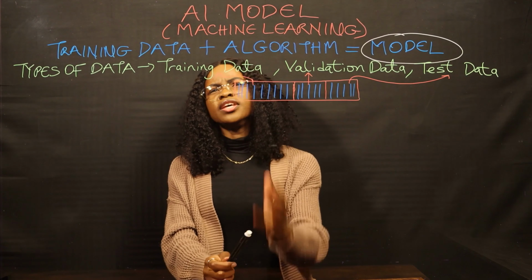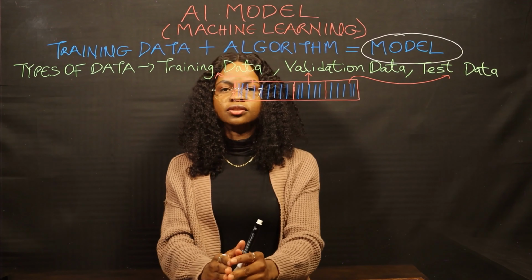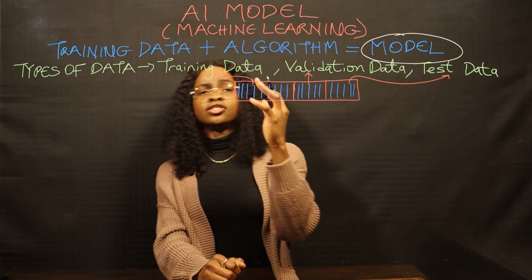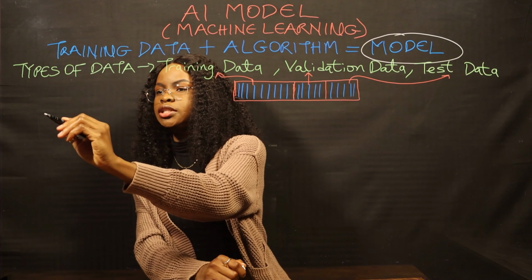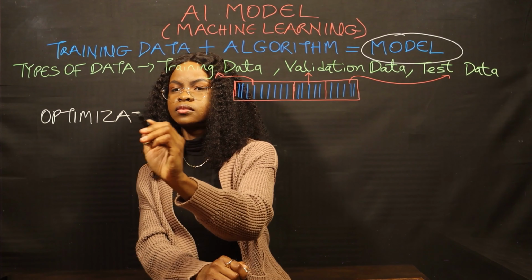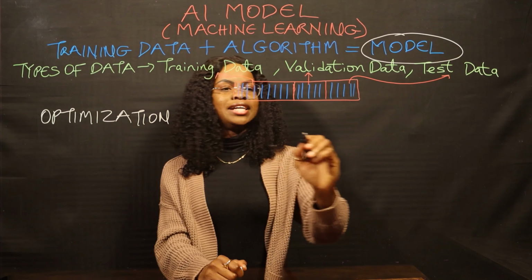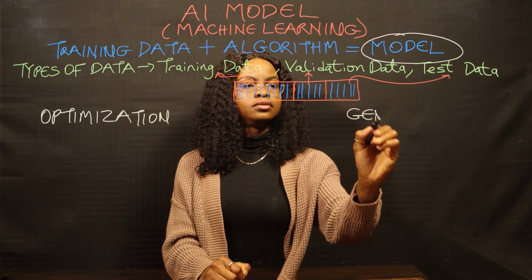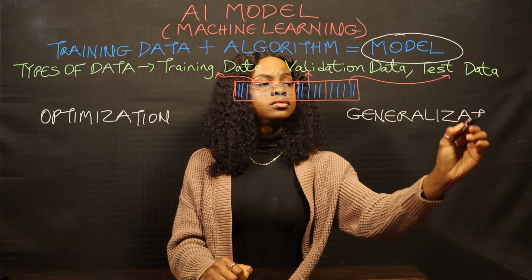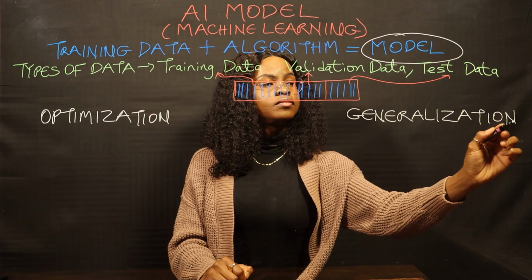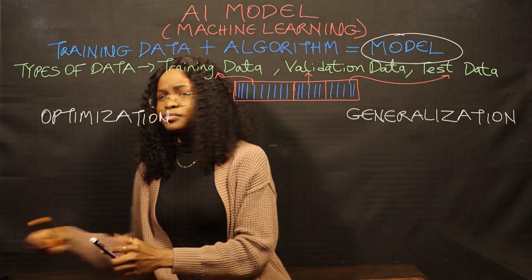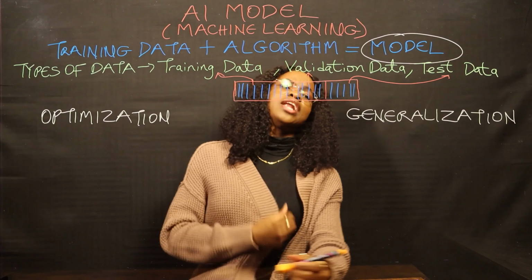So in machine learning, there is this tension, or you could say dilemma, between two concepts called optimization and generalization. Now, what are these? What is optimization and what is generalization?